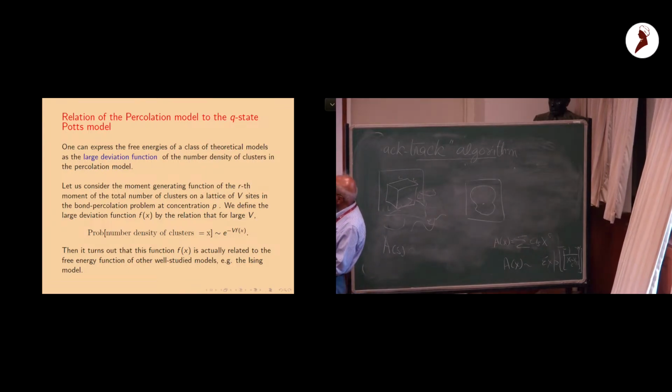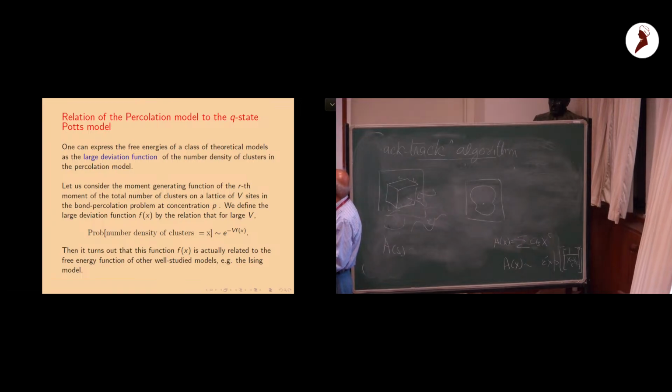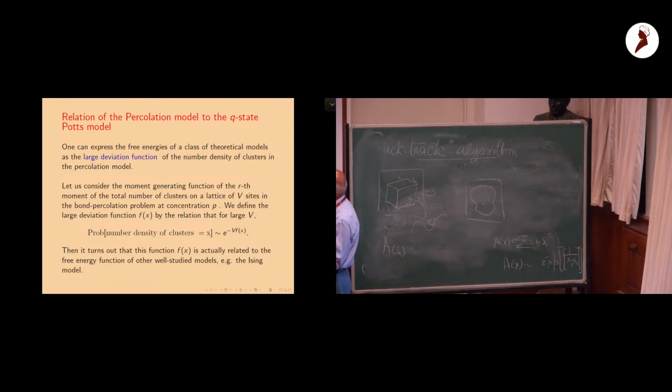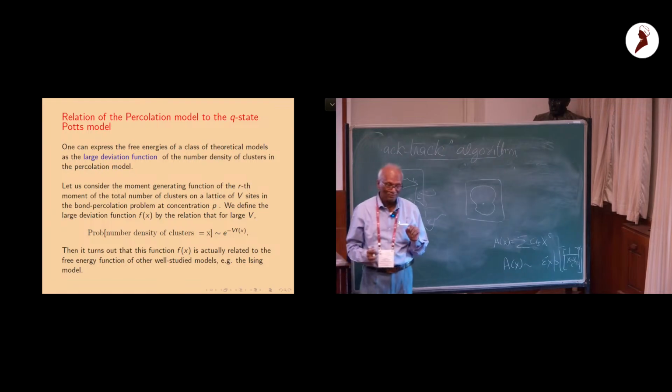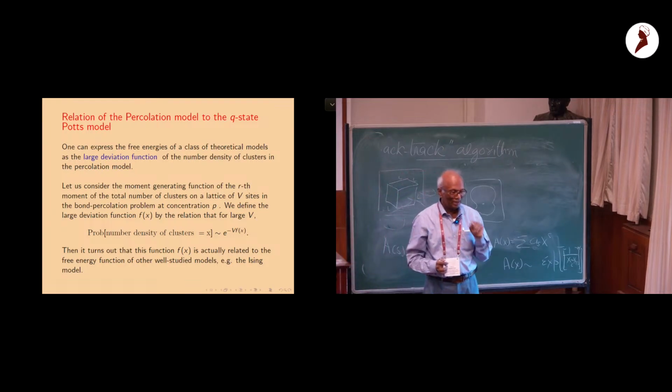Let us consider the moment generating function of the rth moment of the total number of clusters. We define the large deviation function, the probability that the number density of clusters equals x. Number density means the actual number of clusters is x times L squared.